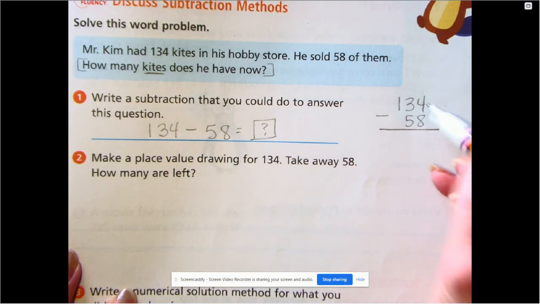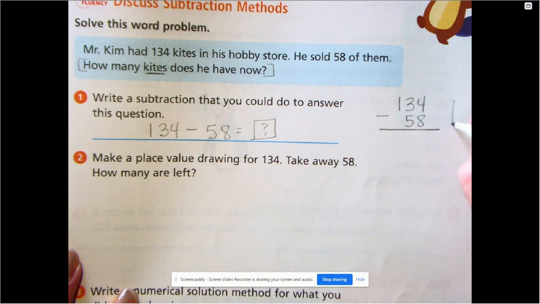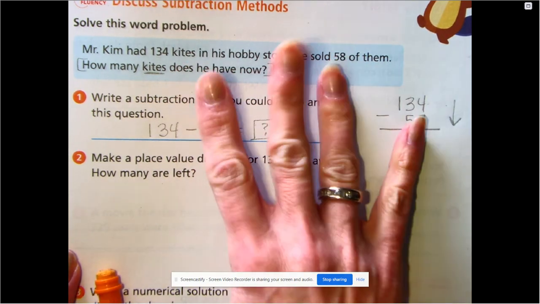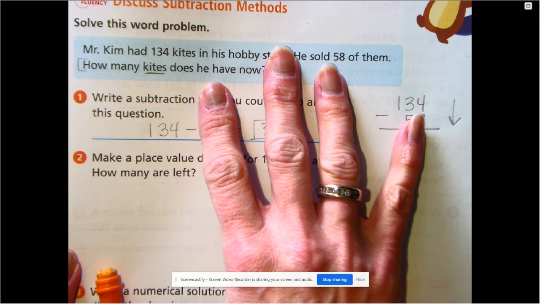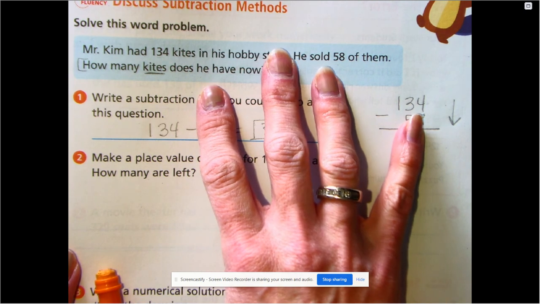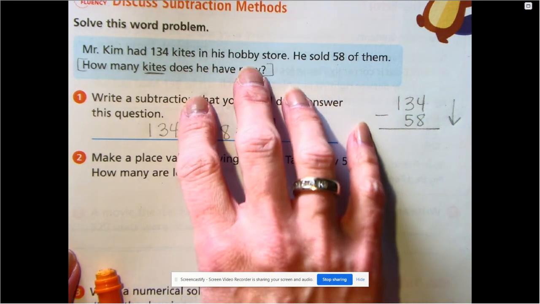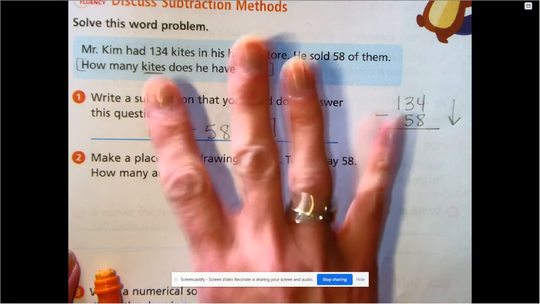I have 4 ones and I want to take away 8 because remember, I have to subtract down. Don't do it the opposite. I have 4 and I want to take away 8. So here's 4 fingers. Can I take 8 away? No, I don't have enough, right? I'm not going to cut them in pieces to make enough. I don't have any, right?